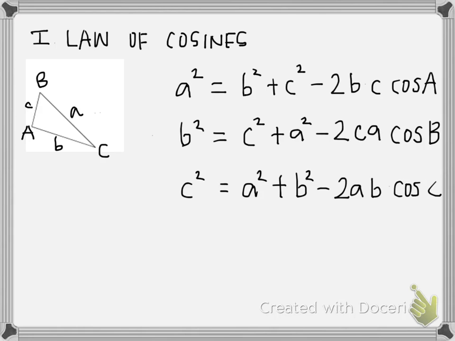Okay, so this is our law of cosines. It's always the sum of the other two sides squared, minus 2 times the other two sides, times the cosine of the angle opposite the side that you're looking at.